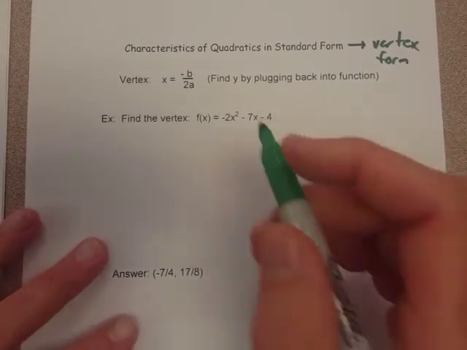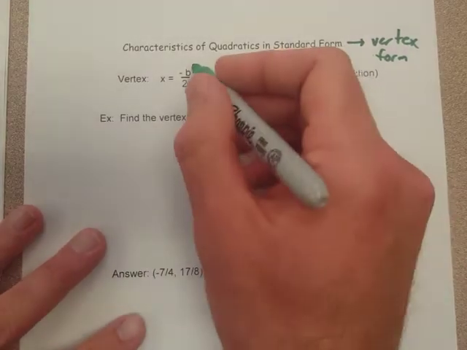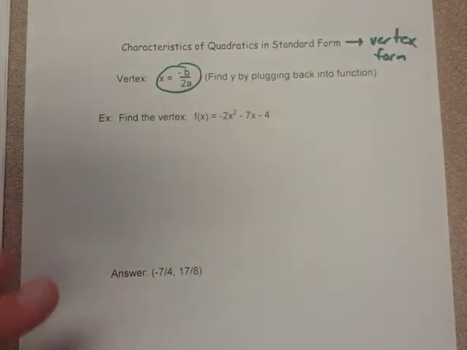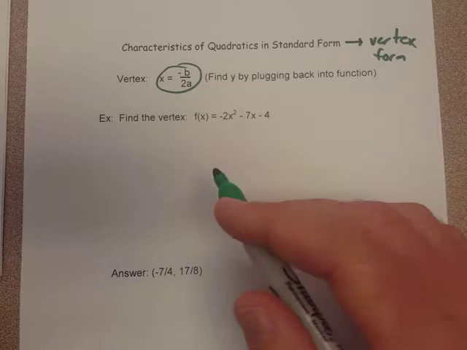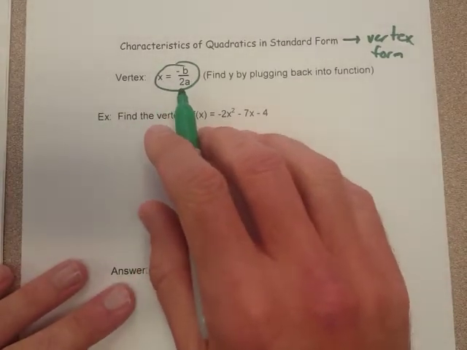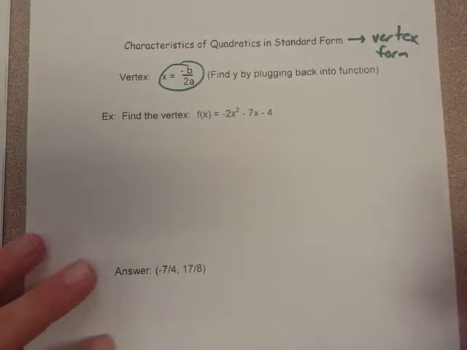Now, if you remember, to find the vertex of an equation in standard form, we have this little formula right here. It's actually part of the quadratic formula. It's just the beginning part of it. But once we find that, that'll give us the x value, and then we're going to plug it back into the function to find the y value. So we'll start that way.